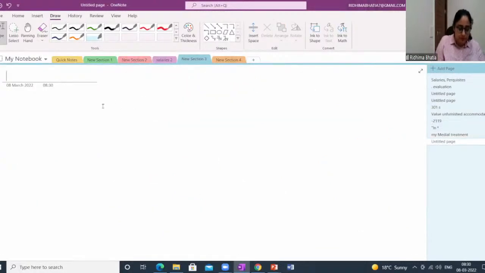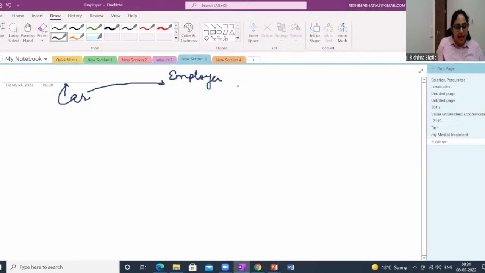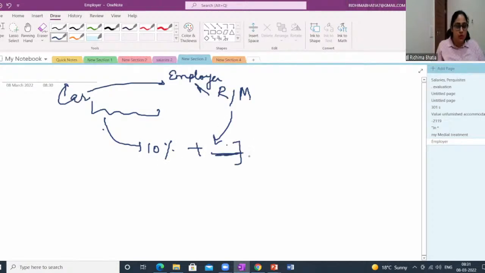It is a simple thing. The car is the employer's, and obviously running and maintenance is done by the employer, and it is for the personal benefit of the employee. So 10% of the car's cost, plus running and maintenance, whatever petrol expense is going on, in total would be your perquisite value, correct? 10% of the cost per annum, that would be the value of the car, and the running and maintenance in total would be your perquisite. Clear?